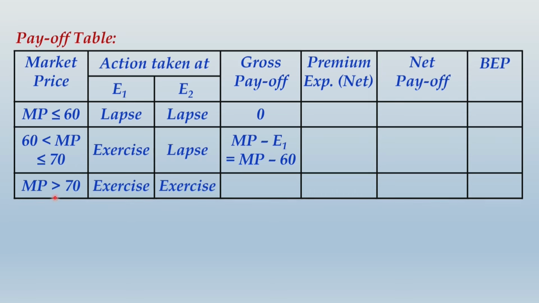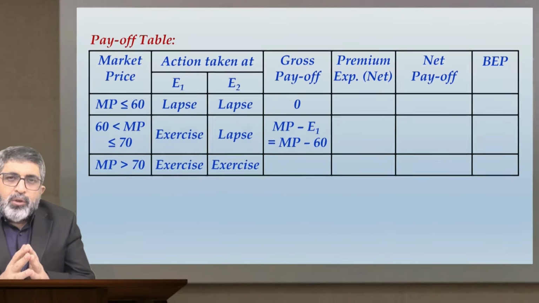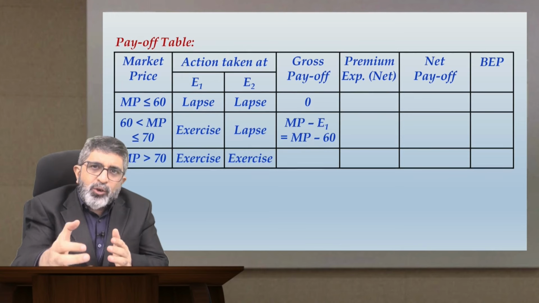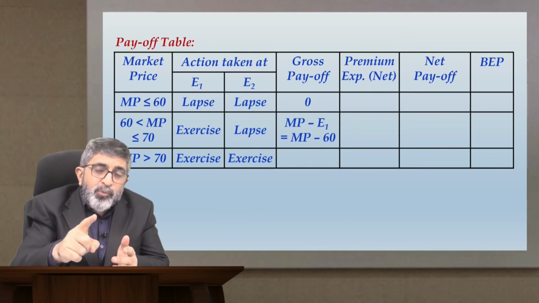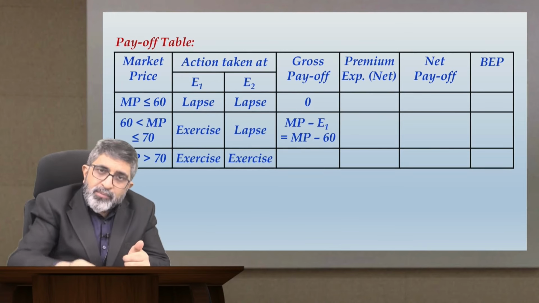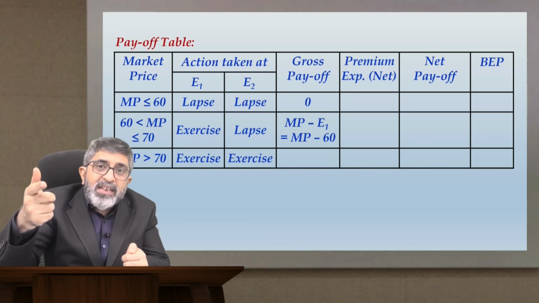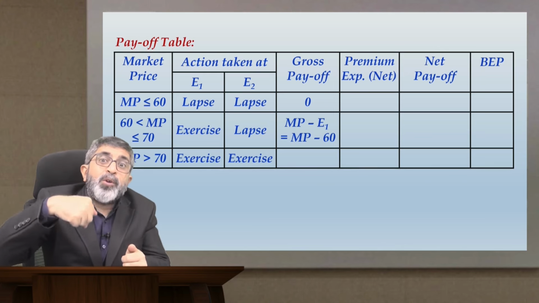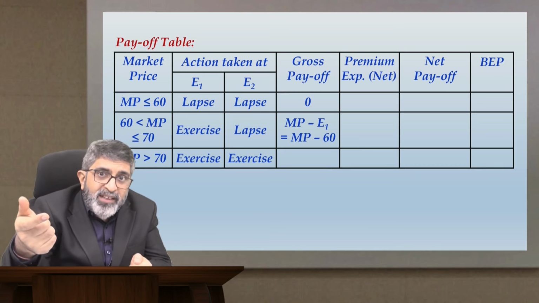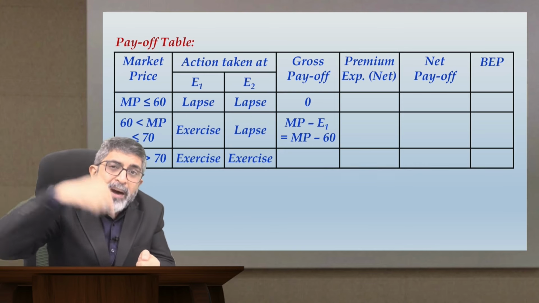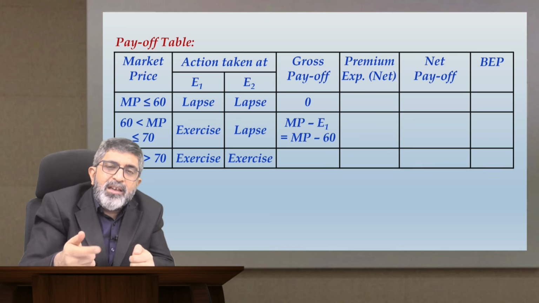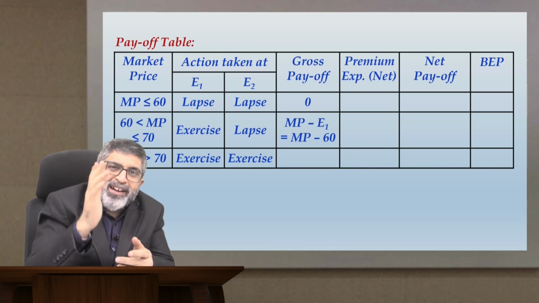What will happen when market price is greater than 70? Both the options are getting exercised. Now, when both the options are getting exercised, what will be the outcome? You have the right to buy the share at 60. So you exercise that option, buy it at 60. Counterparty has the right to buy it at 70 from you. So counterparty will exercise their option and buy the share from you at 70, means you will be under obligation to sell it at 70.